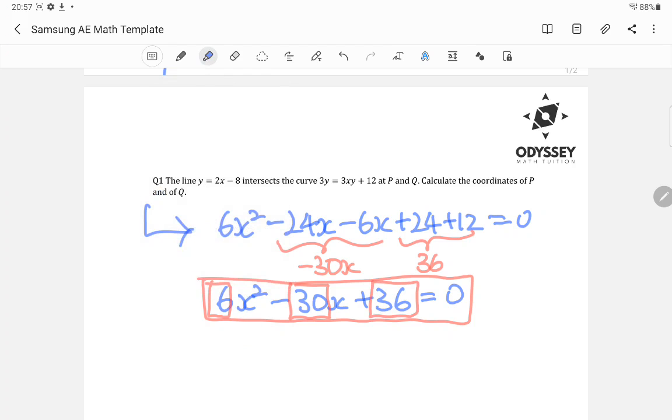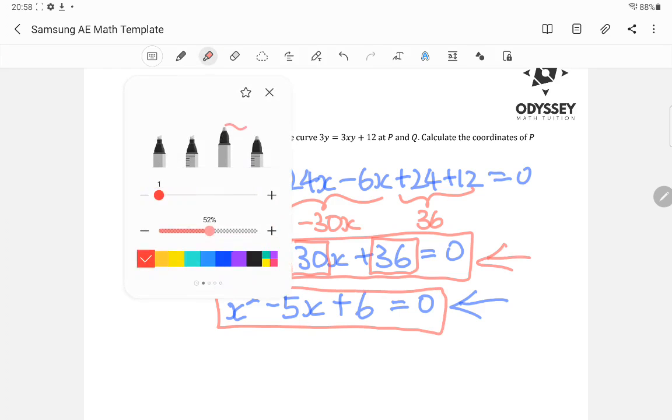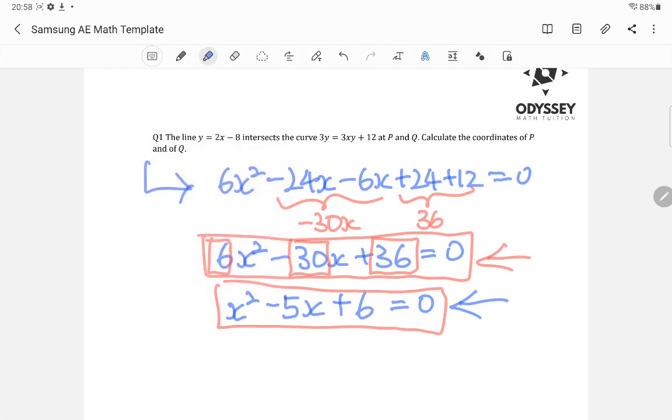6x squared divided by 6 is x squared. Minus 30x divided by 6 is minus 5x. And 36 divided by 6 is 6. So we have this equation, and it is much easier to solve this equation than the previous one. Agree? So remember this: whenever you solve a simultaneous equation, once you arrive at a quadratic equation, don't solve the quadratic equation immediately.